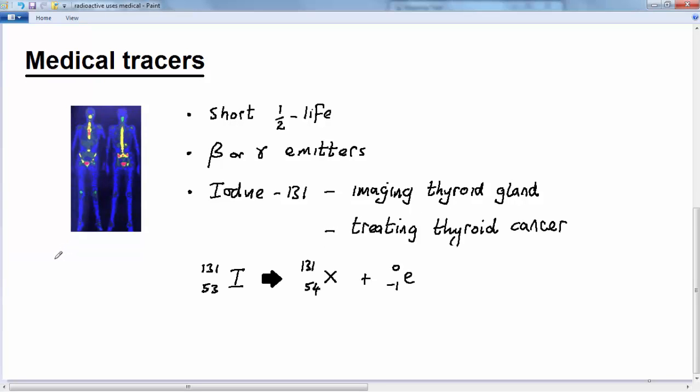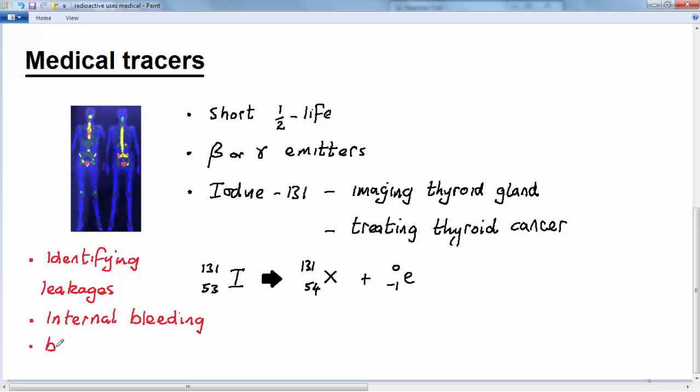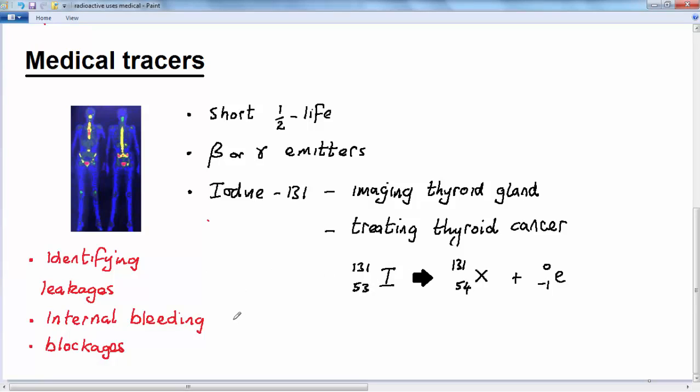Now, just before we move on to other medical uses, we could remember that also medical tracers are used, for example, in identifying leakages in the circulation system. For example, after an accident there may be some internal bleeding, or for example blockages as well. So another typical source for this might be technetium, which is used as a pure gamma emitter. Okay, so it makes use of the unstable metastate of technetium-99m, and that decays into technetium-99 plus a gamma ray.